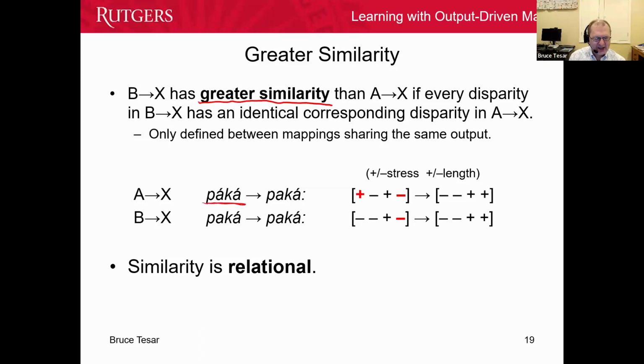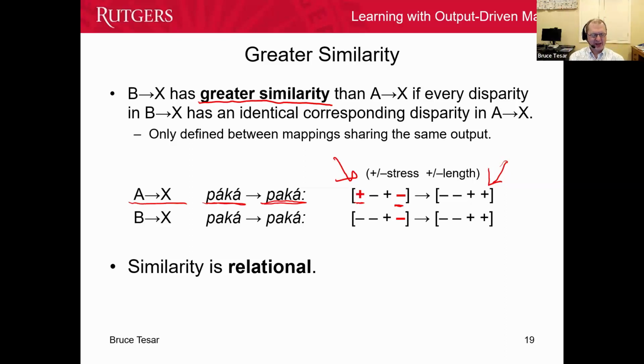So if this is A here, and that is X, A goes to X. These are the feature vector representations of those forms. And the values in red are the ones that are different between the input and the output. Those are the disparities. So in A goes to X, there's a disparity in the first vowel in stress, because the first vowel is stressed in the input, but not in the output. And there's a disparity in length in the second vowel, because the second vowel in the input is short, whereas in the output, it's long. So there are two disparities there.